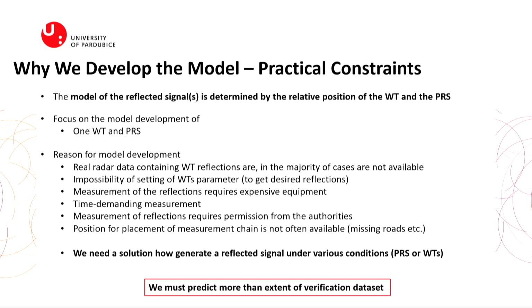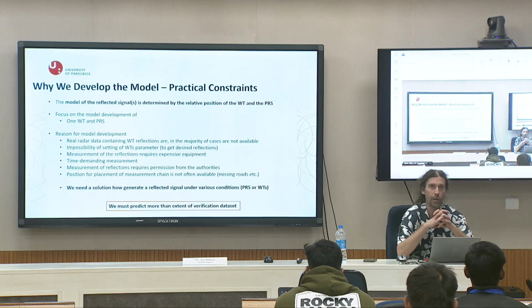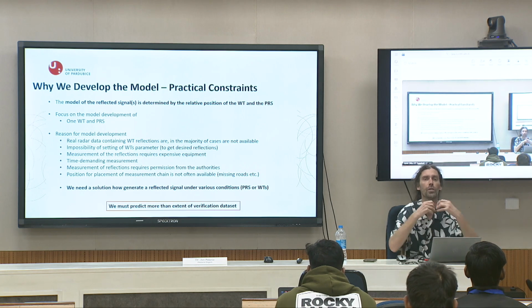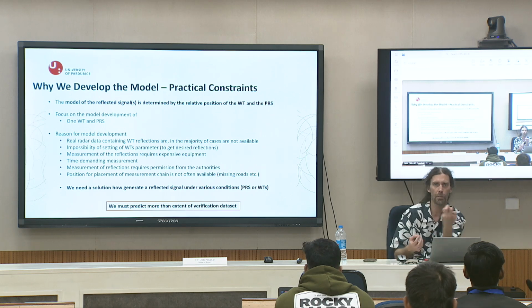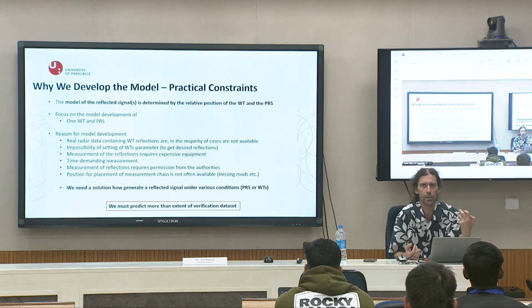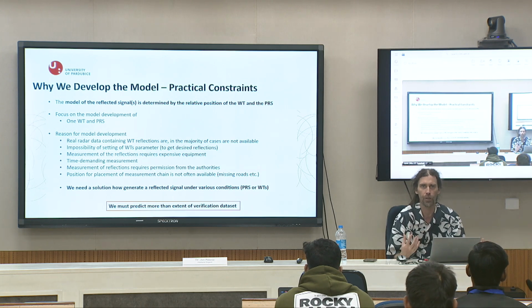The reasons why we are developing the model, I already mentioned some of them, so maybe I will skip some. Real radar data containing wind turbine reflections are in the majority of cases not available. If a radar does not focus on wind turbine reflections, because we are checking areas, there is reflection of everything, every clutter, targets. How do you want to separate just wind turbine data? It is not possible because it is a superposition of all reflections.